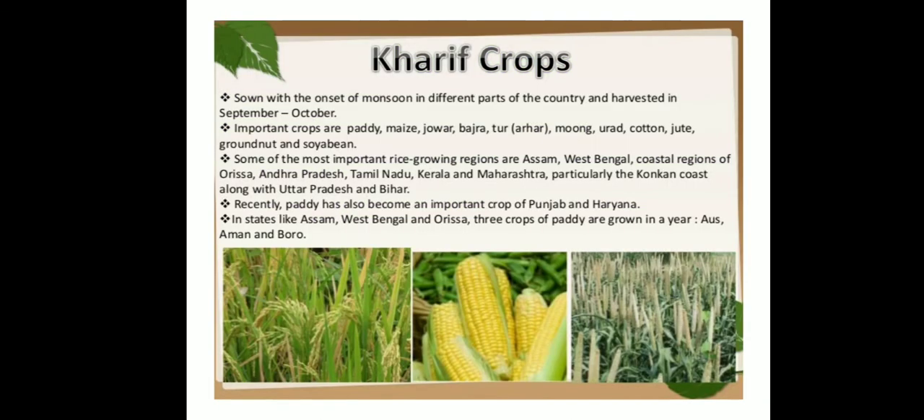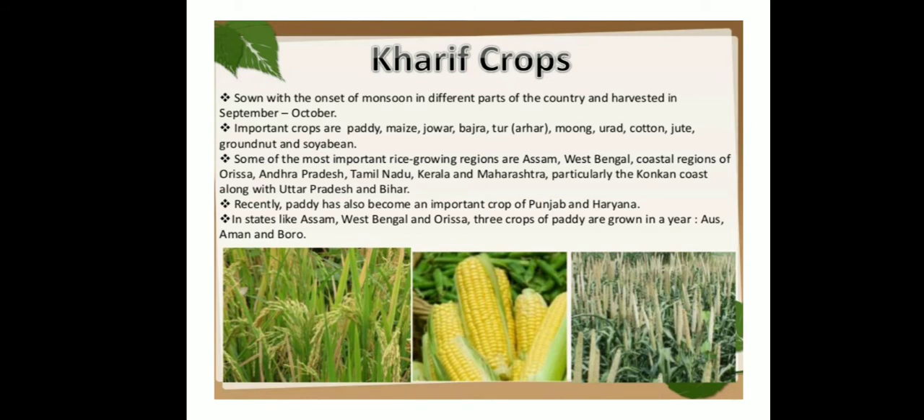After this, we have Kharif crop, sown at the onset of monsoon. That means in the beginning of the monsoon in different parts of the country, and harvested in September, October. Important crops are paddy, maize, jowar, bajra, arhar dal, moong, urad, cotton, jute, groundnut, and soybean.